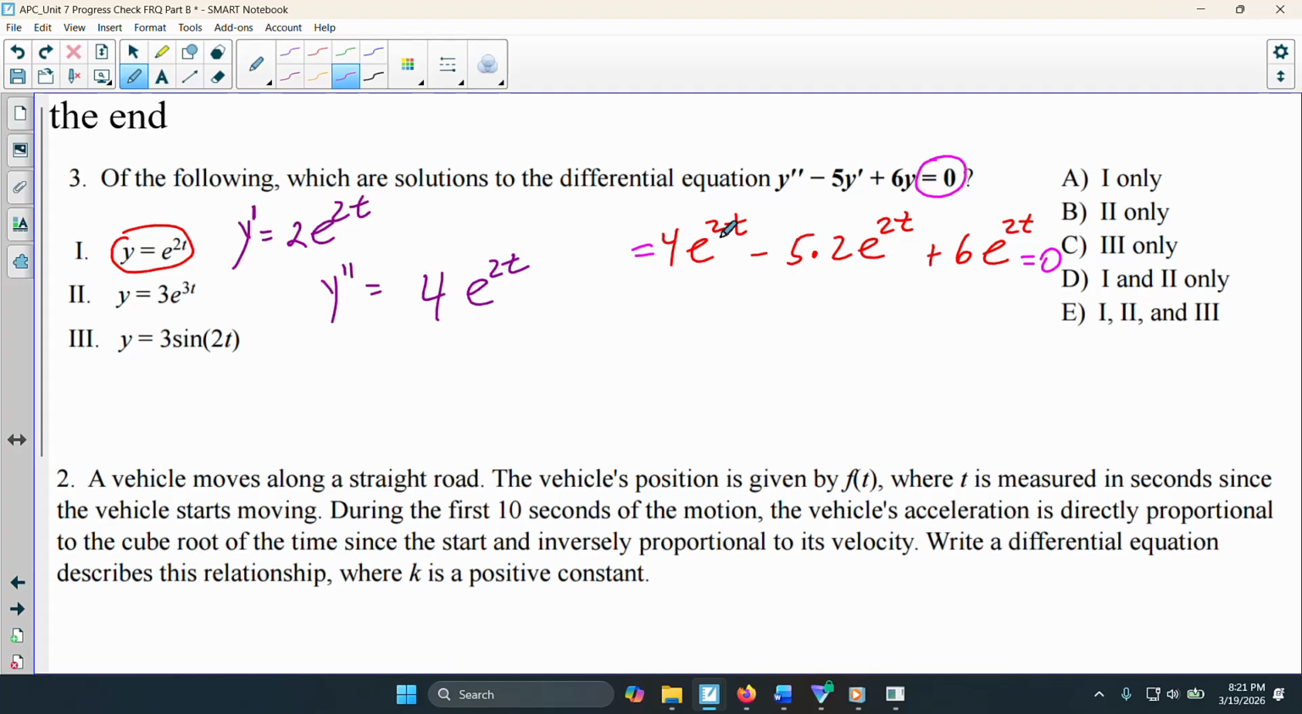Looking at this, these are all the same, right? There's a common factor in all of them. So 4 of this minus, this is 10, so 4 of this minus 10 of the same thing plus 6 of the same thing equals 0. Yeah, that's true. They're all going to cancel. So yeah, this is true.